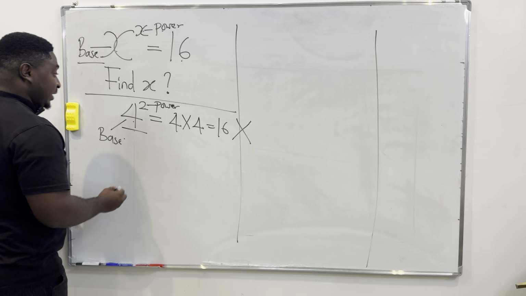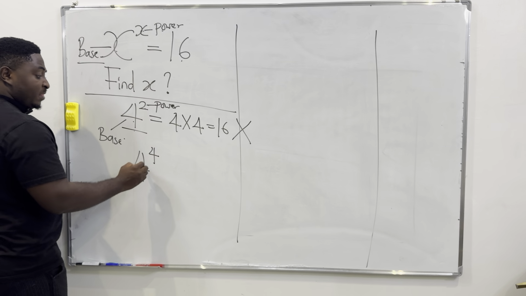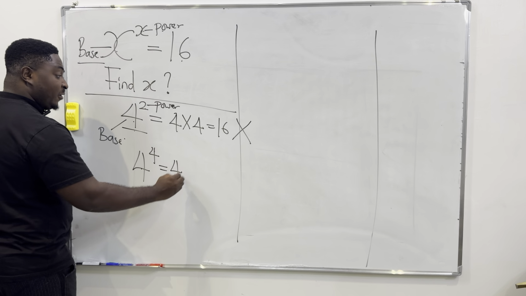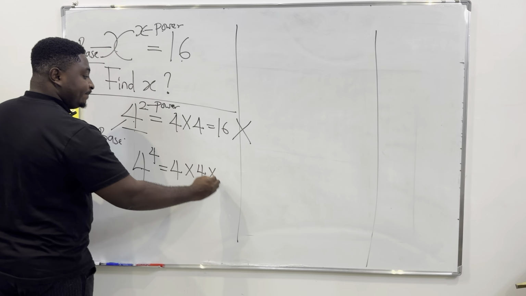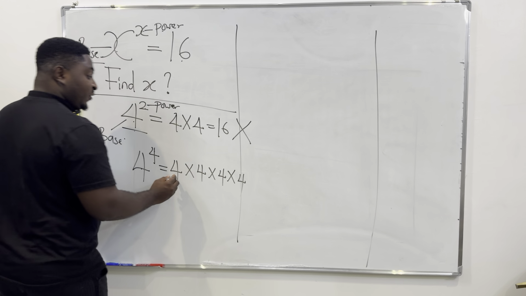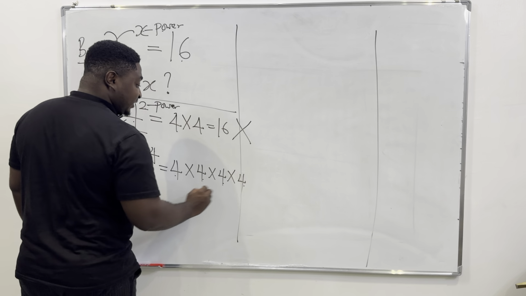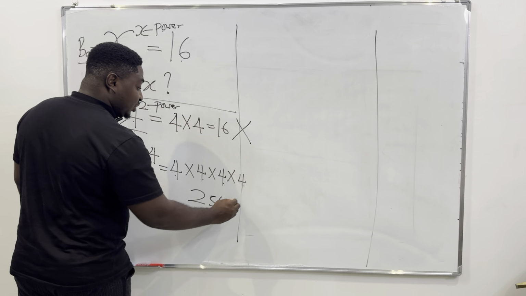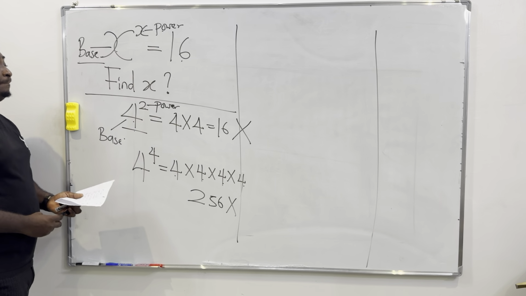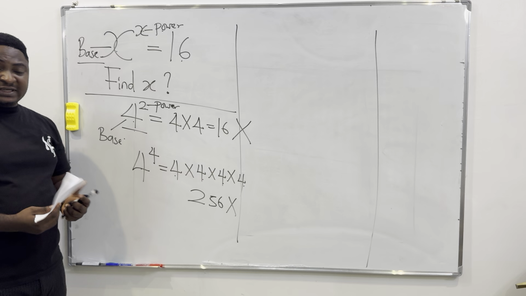Some might also think, oh, let's try 4 raised to the power of 4, since they must be the same number. 4 raised to the power of 4 means 4 in 4 places. 4 times 4 times 4 times 4. 4 times 4 is 16. 16 times 4 is 64. 64 times 4 is 256, which is also wrong, because x raised to the power of x must give 16, not 256.